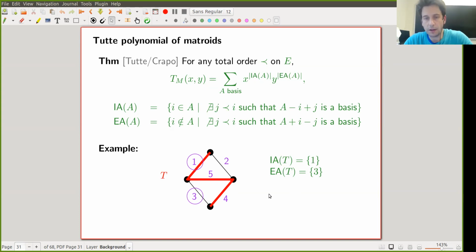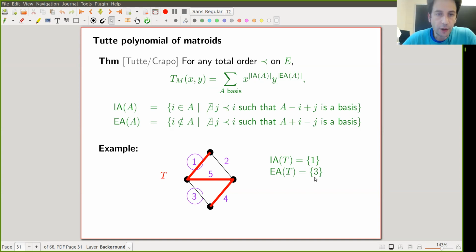For the external edges now, I look at the element 2, but that 2 can replace a smaller element, namely 1. So it's not active. 3, however, cannot replace a smaller element. It can only replace 4 or 5, and therefore it cannot replace a smaller element, so it's active. So I get 3 in that set.